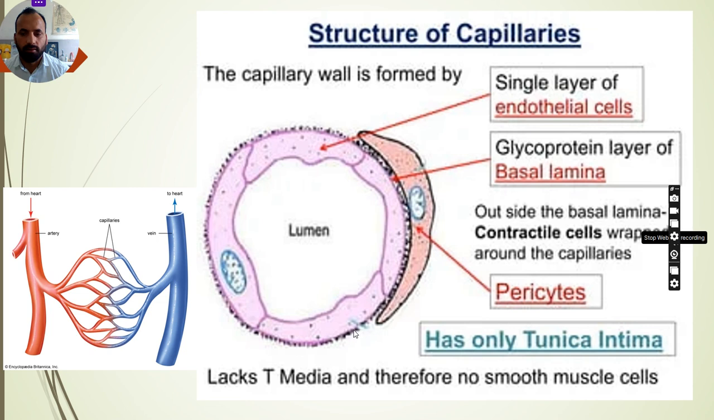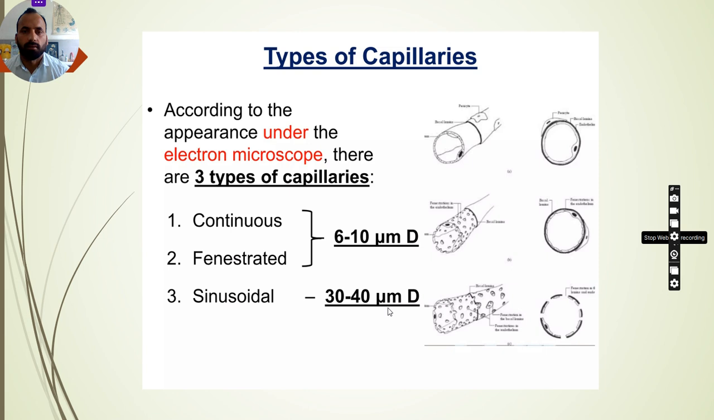Then you have the basal lamina. Then you have a contractile cell outside of the basal lamina, called the pericyte. This capillary has only tunica intima; media and adventitia will be absent. So there will be no smooth muscle because the tunica media is absent. That's why it has a pericyte as a contractile unit.